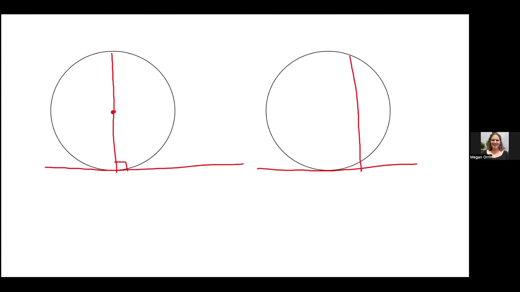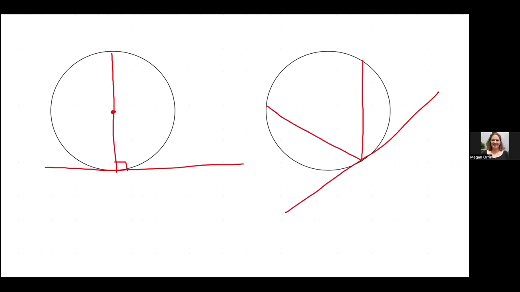Sorry, I need to draw that better. I'm going to draw it like this so I can do my chord where I had it before. Okay, so this is still a tangent. This is a chord, but they're no longer meeting at 90 degrees because this is not a diameter. But if I drew a triangle, and it doesn't matter where I draw the triangle, this outside angle here is always going to equal this angle here.